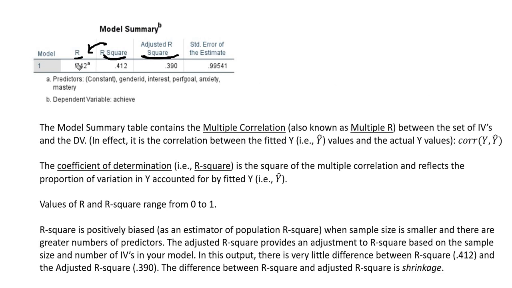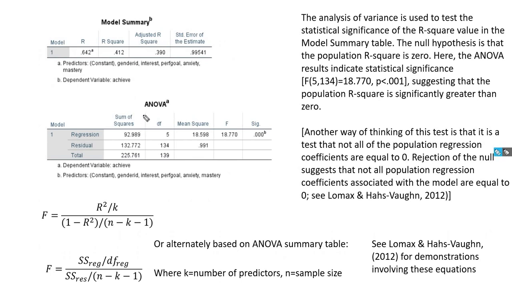R and R square basically range from 0 to 1. You can see right here that the set of predictors, using R square, accounted for roughly 41.2% of the variation in the achievement measure. The F-test is given in the ANOVA summary table right here. So there's the F value and the p value for this. If this is statistically significant, we would infer that the R square value in the population is greater than 0, and that happens to be the case in this particular data set.